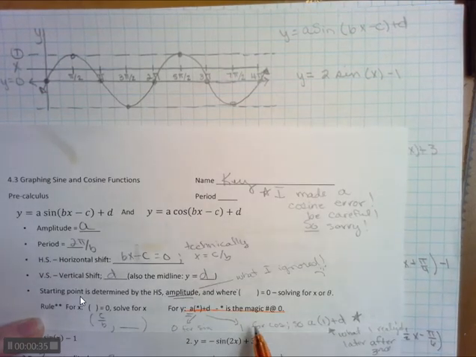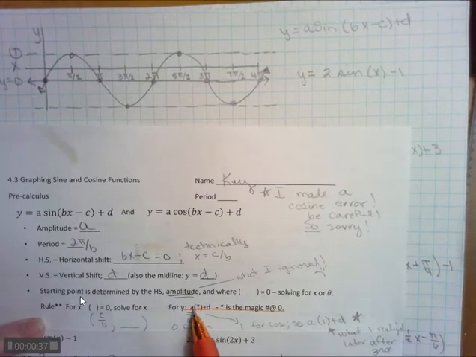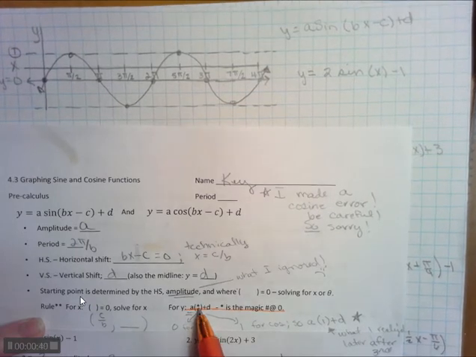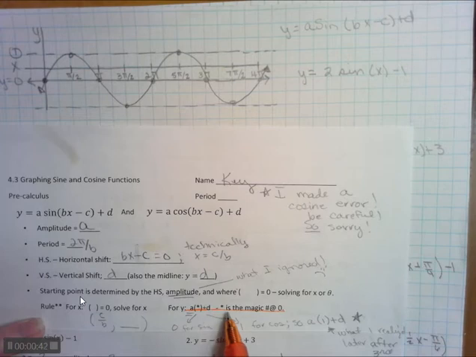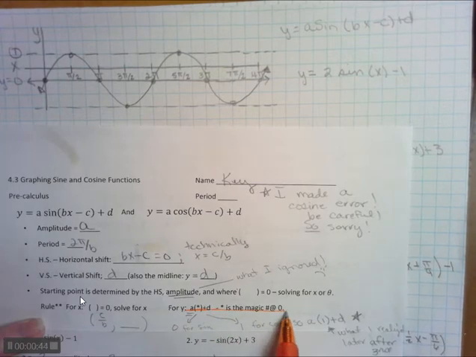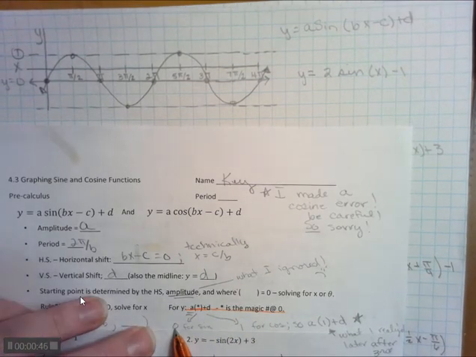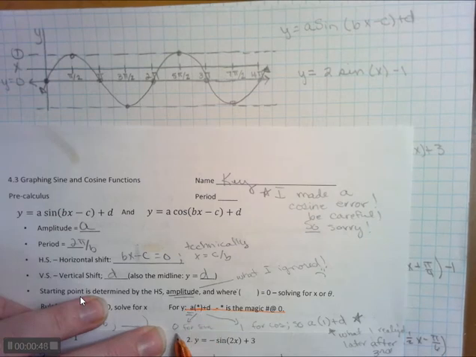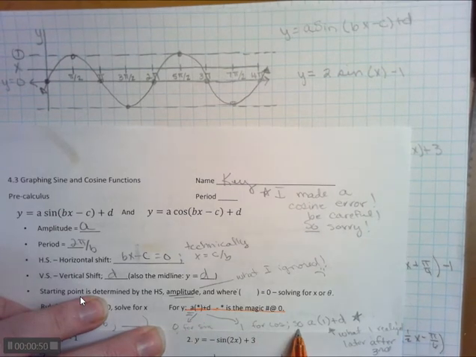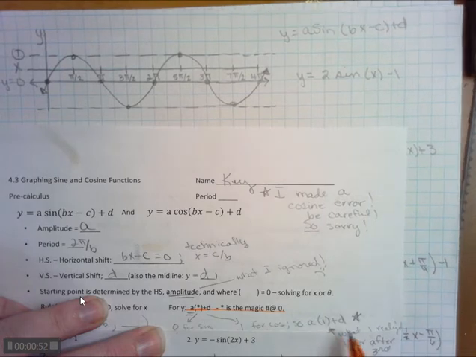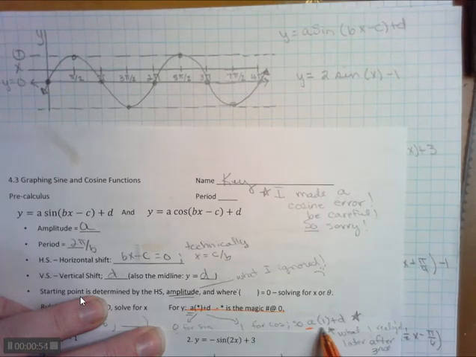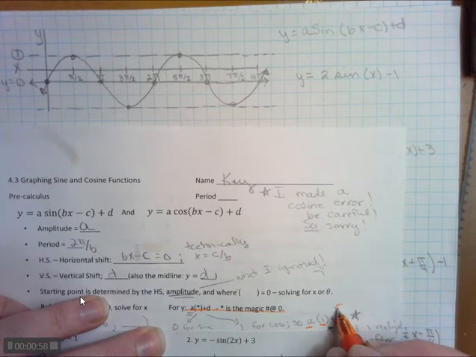So anyway, when you have A times the asterisk plus D, this asterisk is the magic number at 0. For sine, the sine of 0 is 0. The cosine of 0 is 1. So you have A times 1 plus D, and D is the midline.